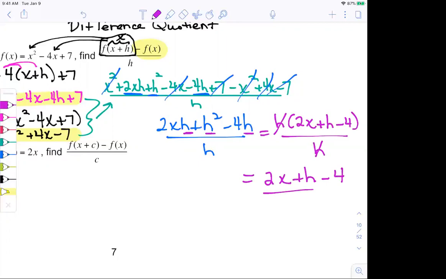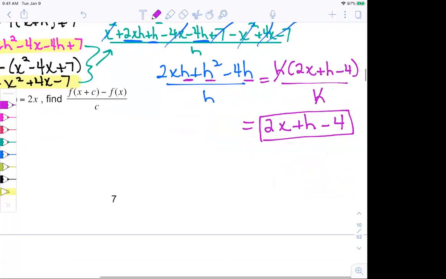This is my remaining simplified expression of the original function, the difference quotient. The last thing that we're going to state is that h cannot be 0. And I need to state that because it was in the denominator originally to start. And eventually we're going to get a number for h. And if that h is 0, then my function is undefined. Questions?